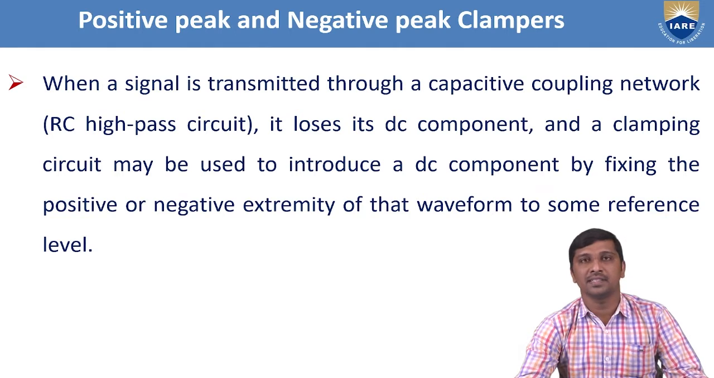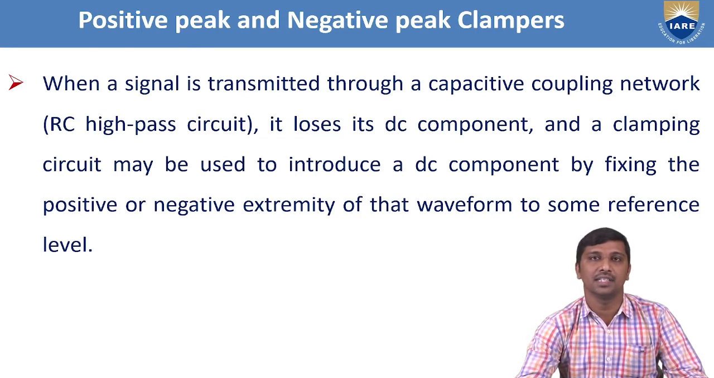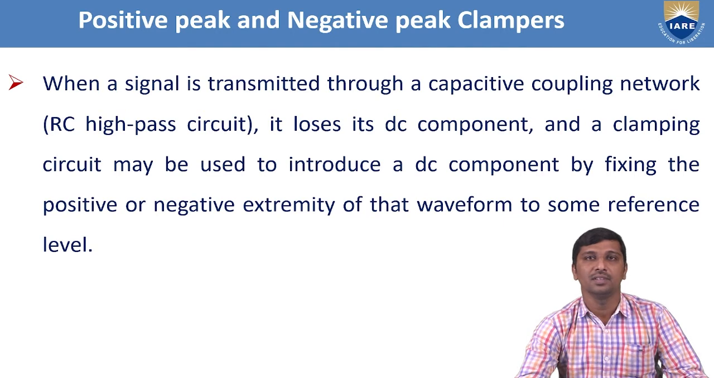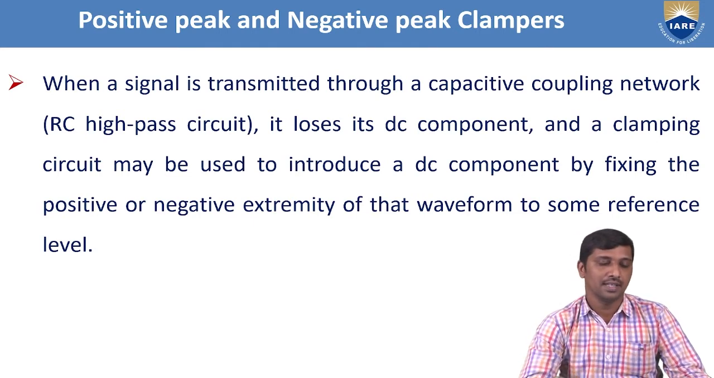And we know that, based on its functioning, a capacitor allows only the AC signal and blocks the DC signal. So when an input signal passes through the capacitive element, it loses the DC component. Hence, later we need to reinsert or restore the DC component in the output waveform, and that can be done through the clamping circuit. That is the reason.